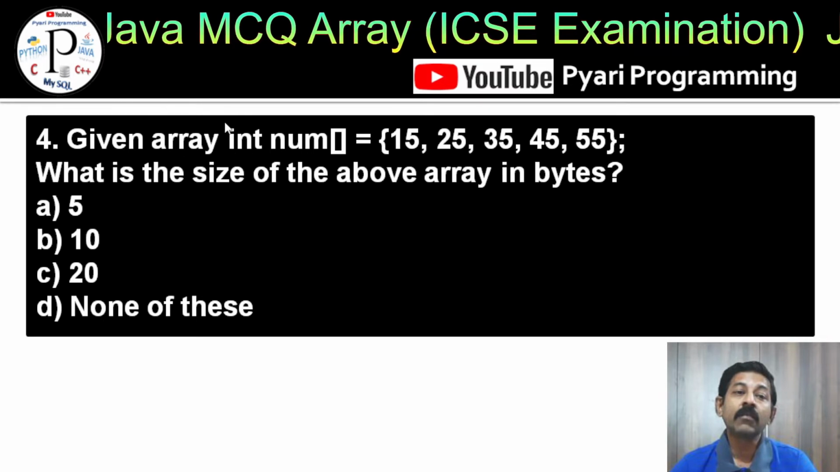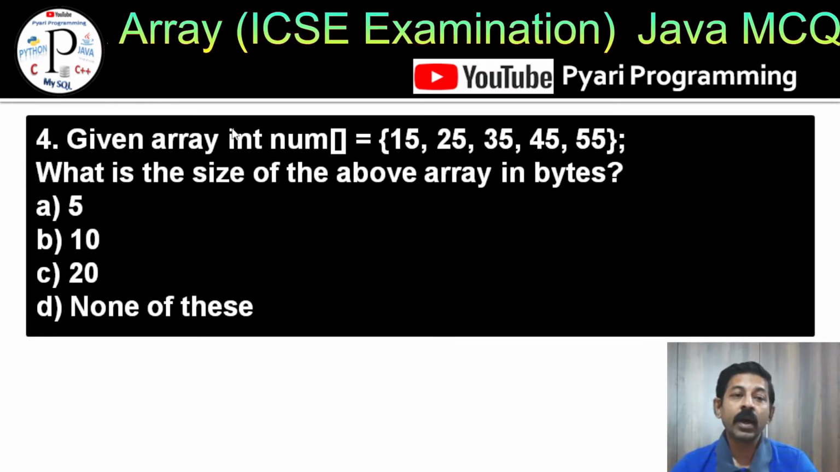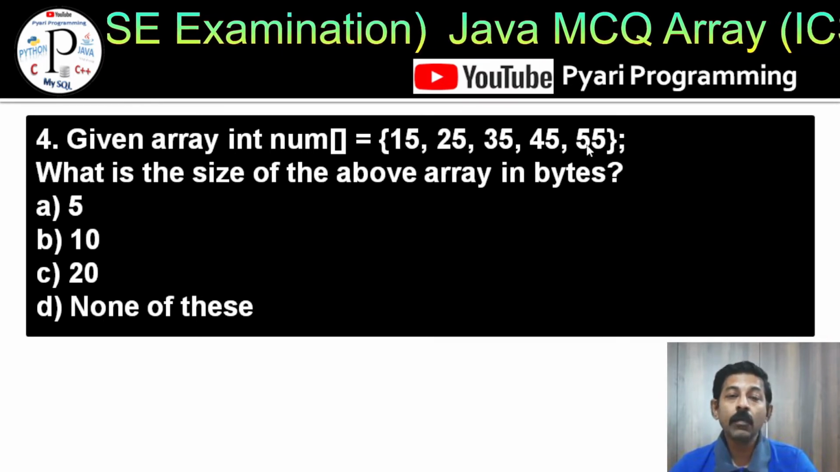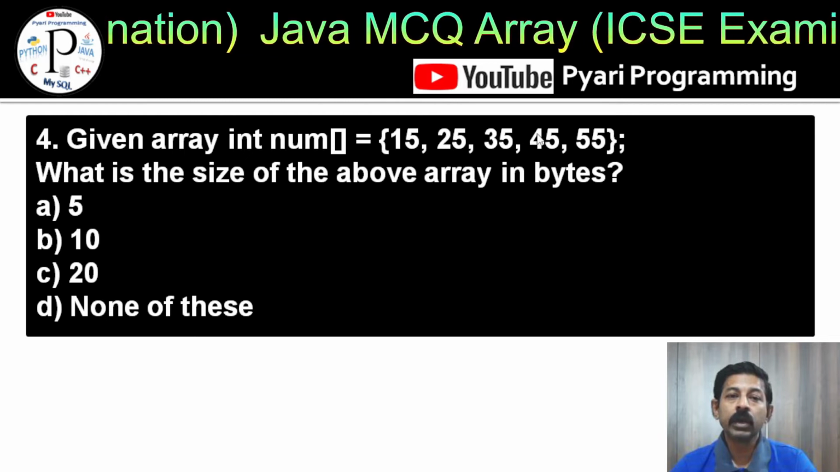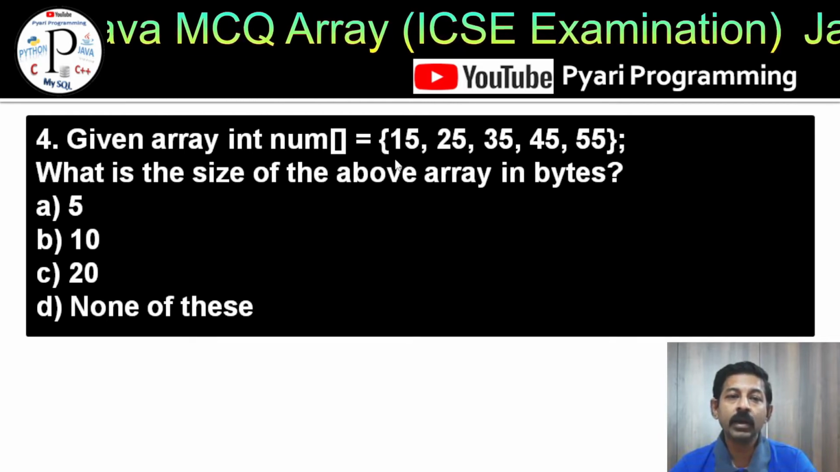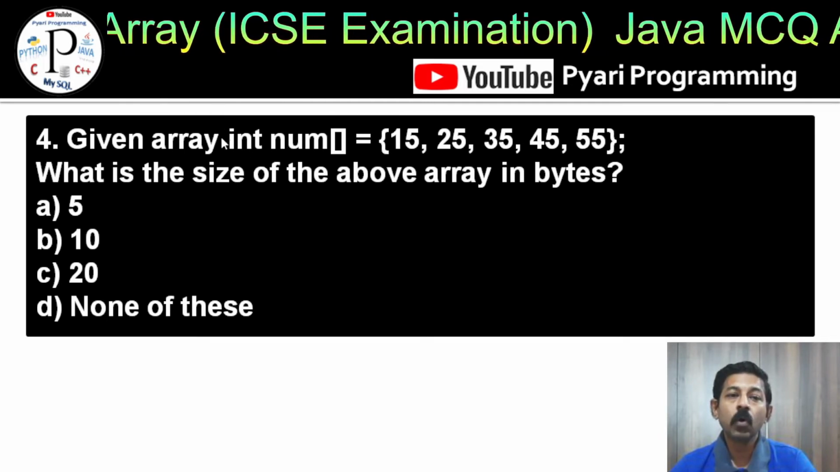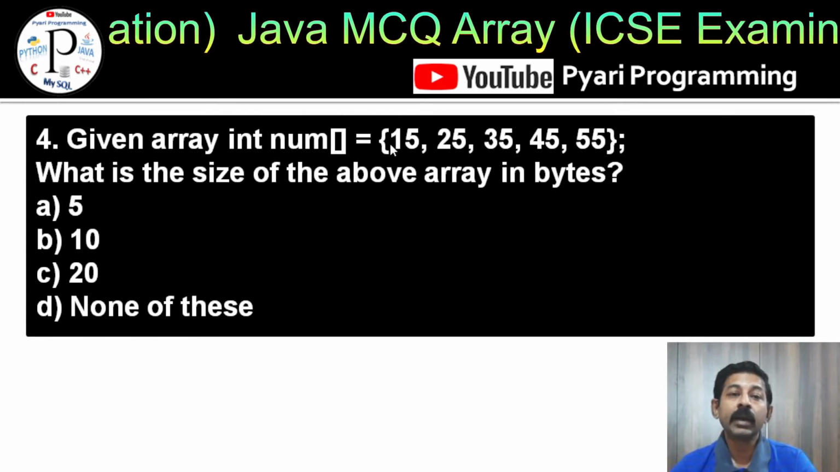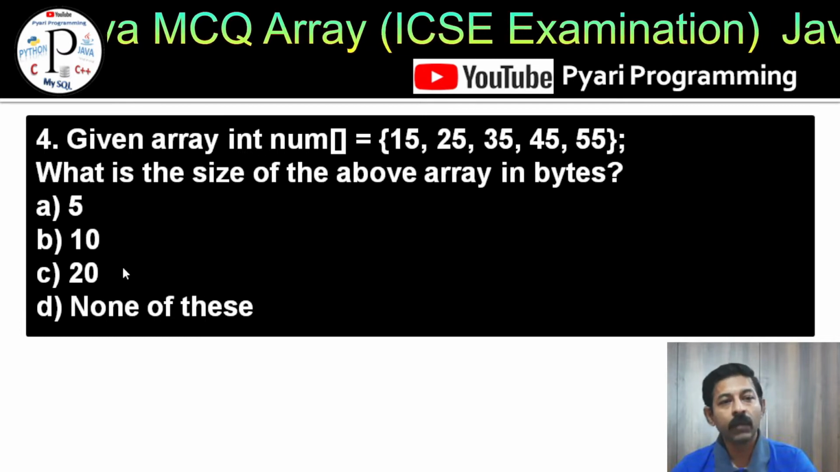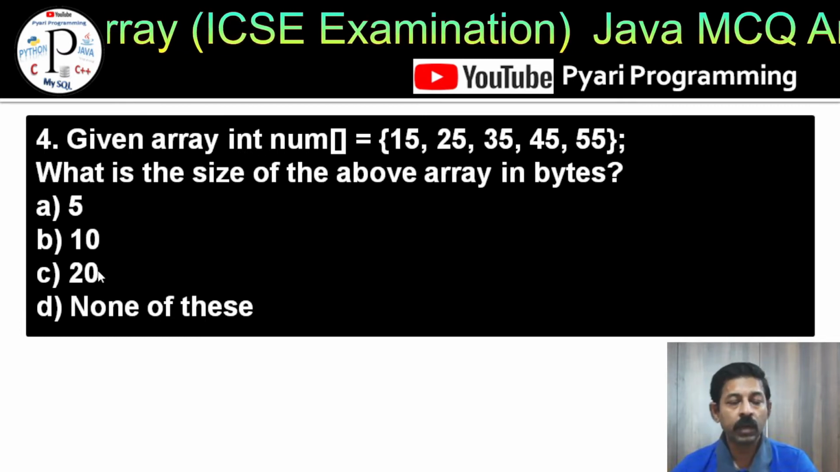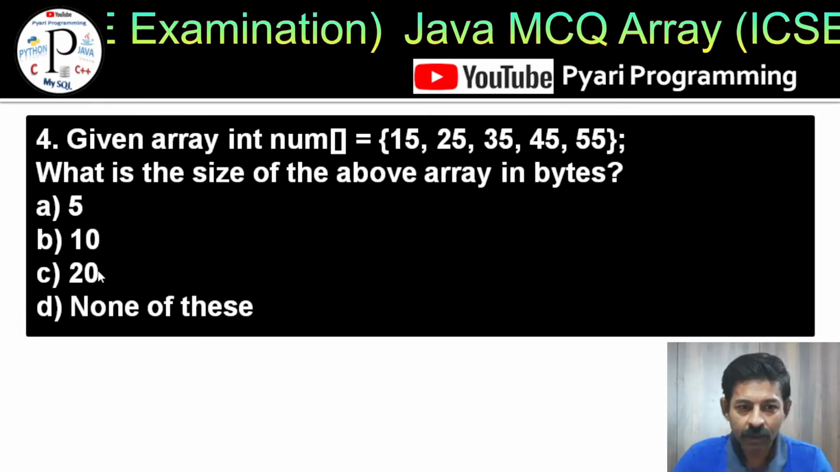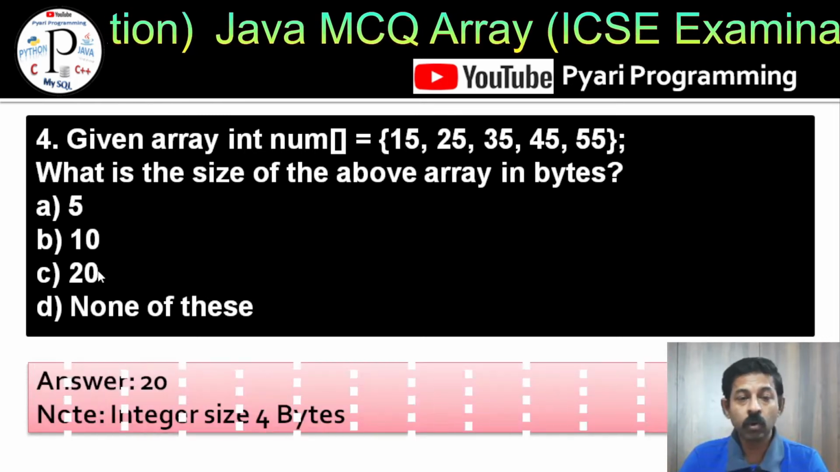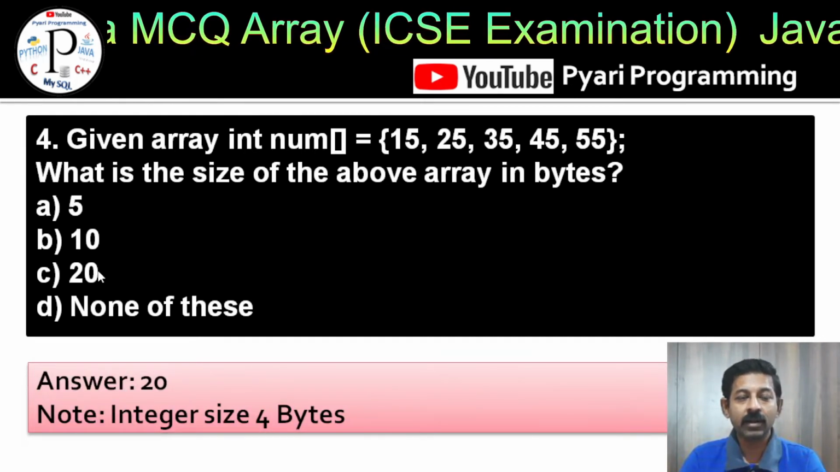Integer is having 4 bytes. So that's why we will see how many elements are there: 1, 2, 3, 4, 5. If one element of type integer occupies 4 bytes, then your 5 elements will obviously contain 20 bytes. So the right answer is 20 for me. What do you think? Your answer is also 20. Let's check it out. Yes, we got the right answer.